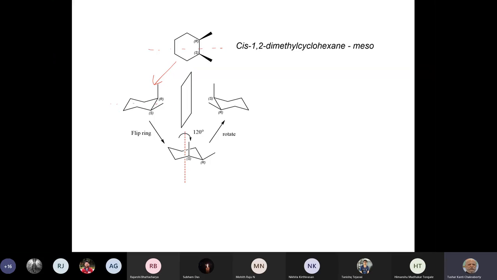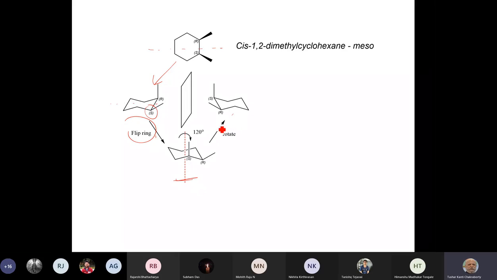But still it does not show optical activity, because if you flip the ring, this one becomes down, this axial methyl becomes equatorial, and this one here, which was S, has become axial. Now I have rotated it a little bit, just for better visualization. I have rotated it by 120 degrees in a clockwise fashion, about the red axis that you can see going through the middle of the cyclohexane ring.